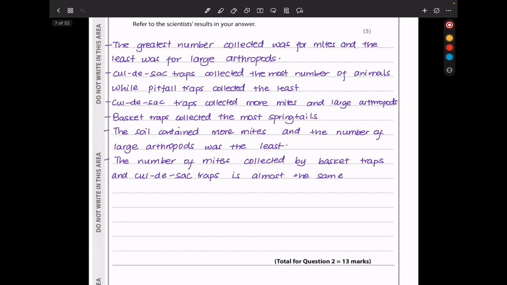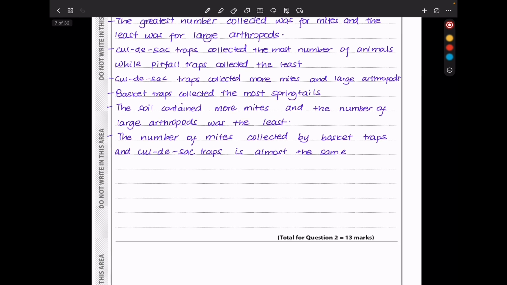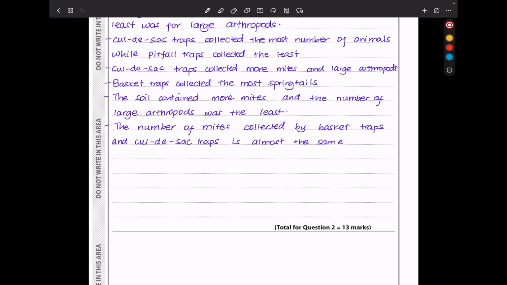The number of mites collected by the basket traps and cul-de-sac traps is almost the same. And again, you could write more based on what you see from the table. So this brings us to the end of question 2. Let's continue to question 3.